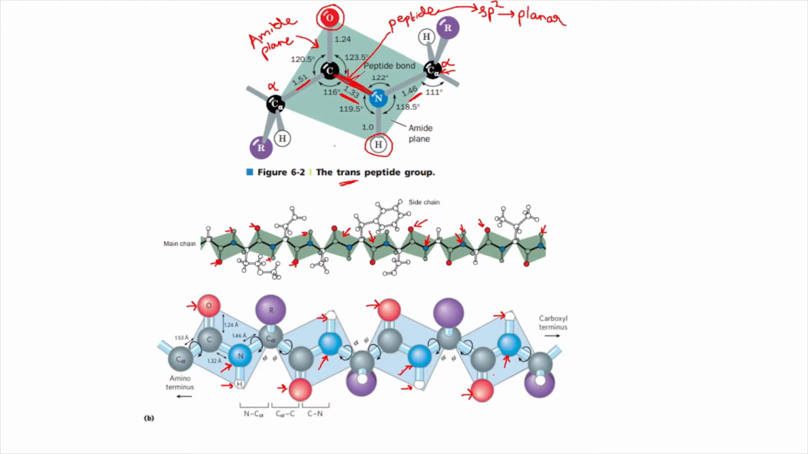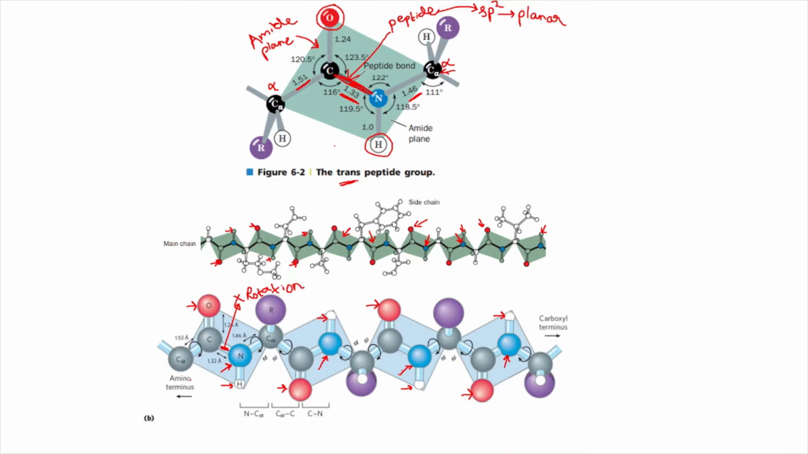Alright, now because of the partial double bond character present between the carbon and nitrogen, here this is the peptide bond, you cannot perform any rotation here. So no rotation is possible in the peptide bond, that is, rotation of the carbon-nitrogen bond is not possible. You cannot rotate this bond, and it is always fixed on the amide plane.